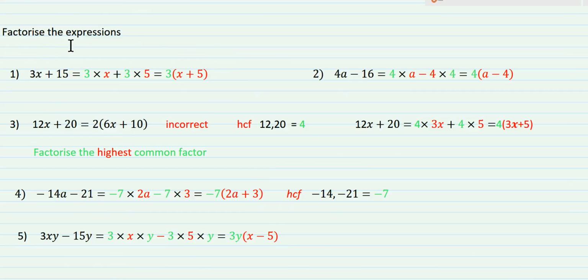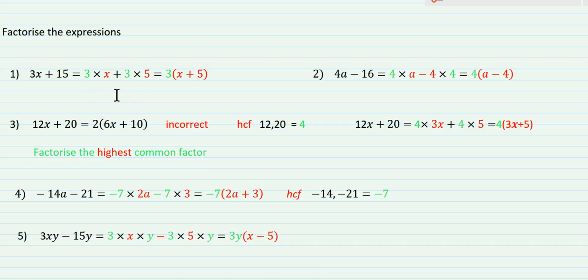Now we're going to factorize these expressions. We've got 3x plus 15. So if we find the highest common factor of 3x and 15, the biggest number which will go into both of them, that's another way to do it. You could split it up. So 3x is actually 3 times x, plus 15 is actually 3 times 5. The factors of 15 are 3 and 5, they're both going into 15.